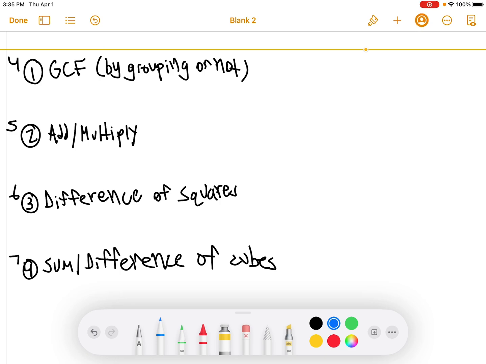Now, the add-multiply technique: you usually use this when there are just 3 terms. Actually, that's the only case you can do it. And you can only do it if the first term has a 4 or a 2 on it, I mean for the exponent.